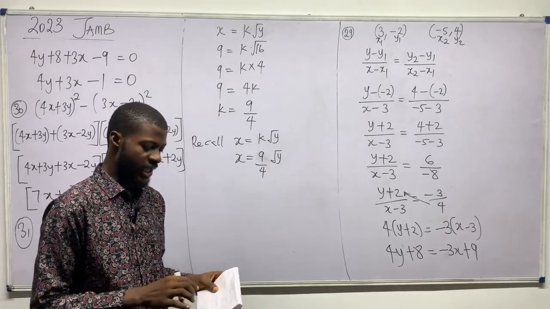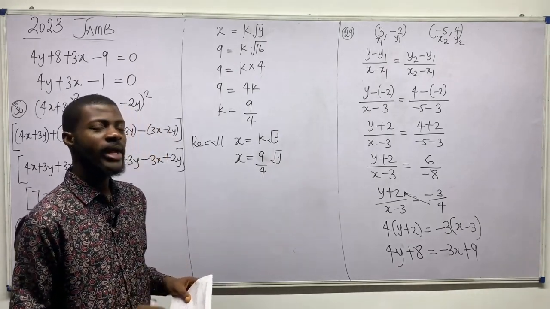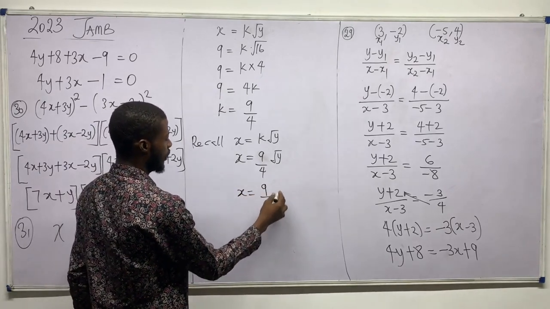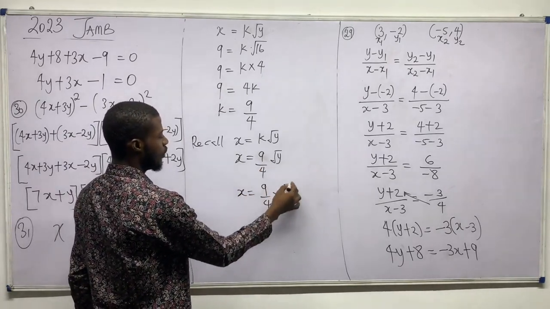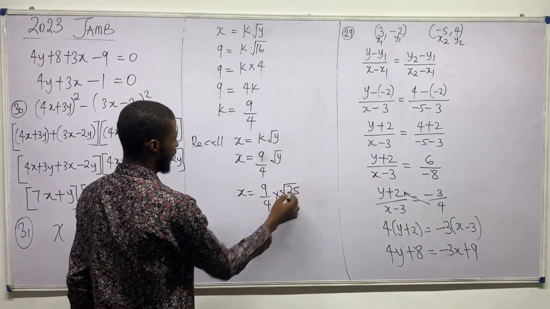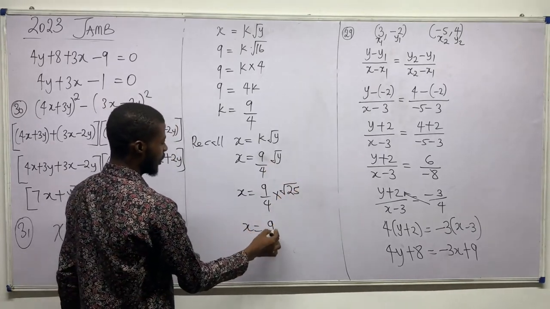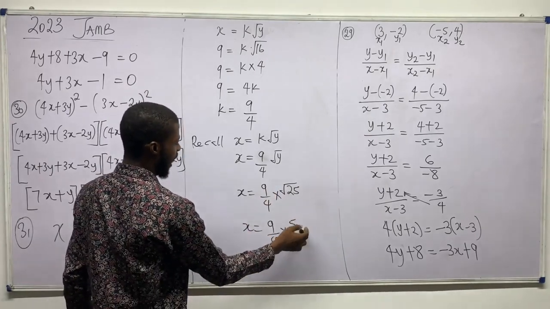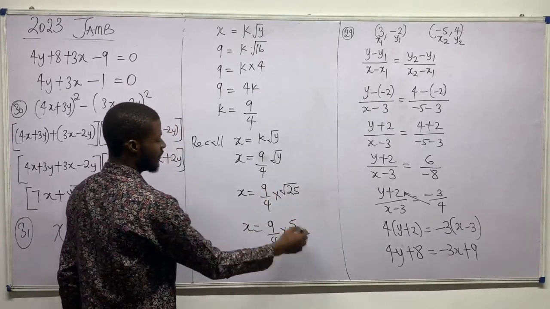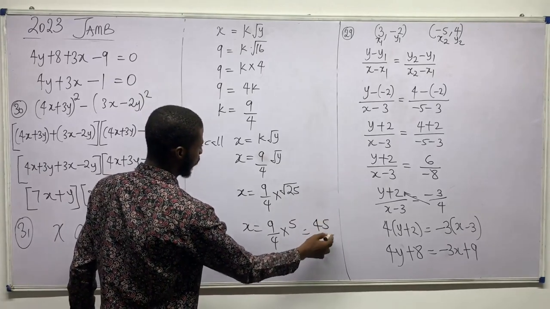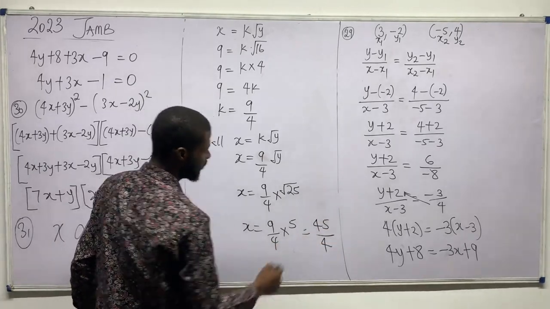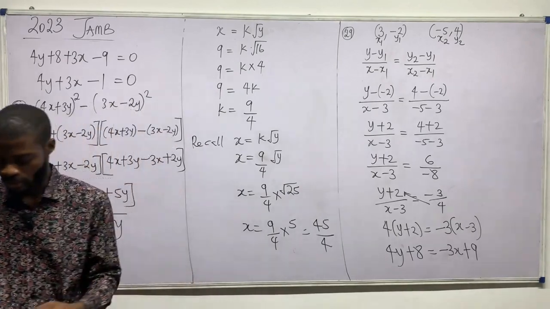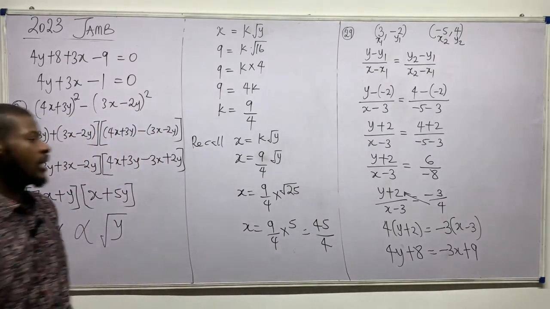The question that follows says, find x when y is 25. So this is x equals 9 over 4 times, they said y is now what? 25. Now this is x equals 9 over 4 times, what is the square root of 25? 5. 9 times 5 is what? 45. Don't forget that there's an over what? 4. So that's your answer. 45 over 4 will become your final answer to the question.